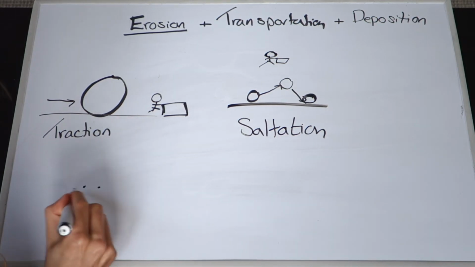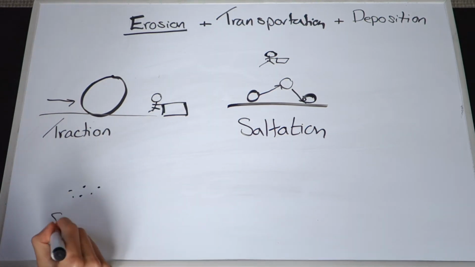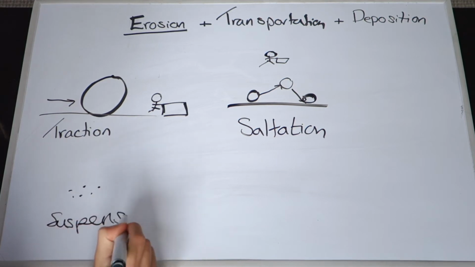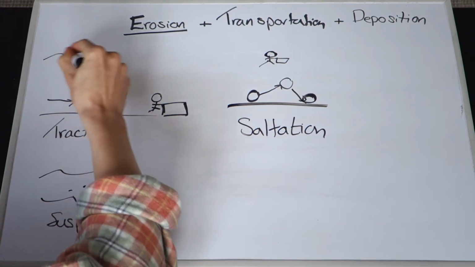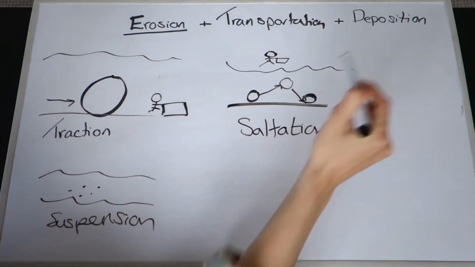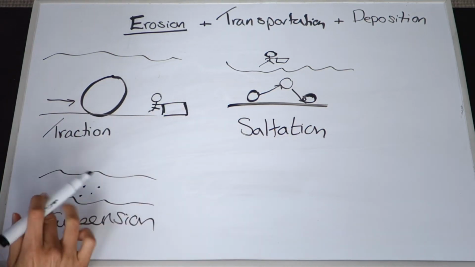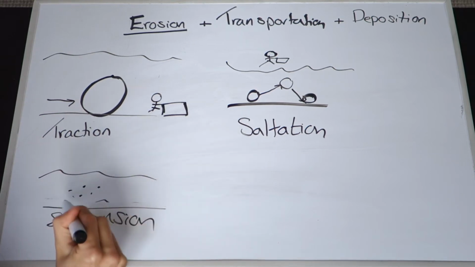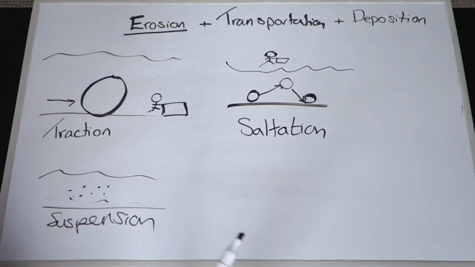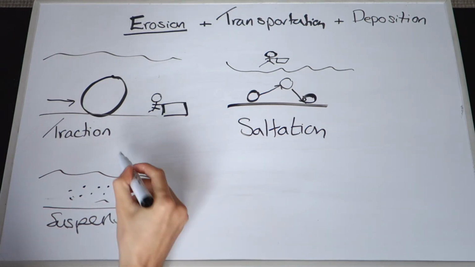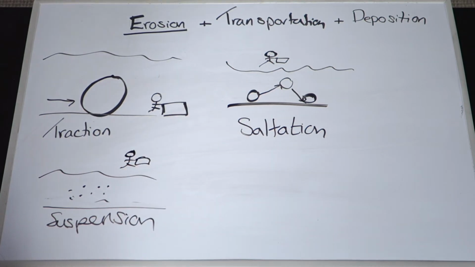Really small particles get moved by a process of suspension. So here, with traction and saltation, the load is being moved along the riverbed. In suspension, the load is being moved in the water because it's light enough for the river just to carry along. That's like you've got your shopping bag and it's a happy weight, you can just carry it along.